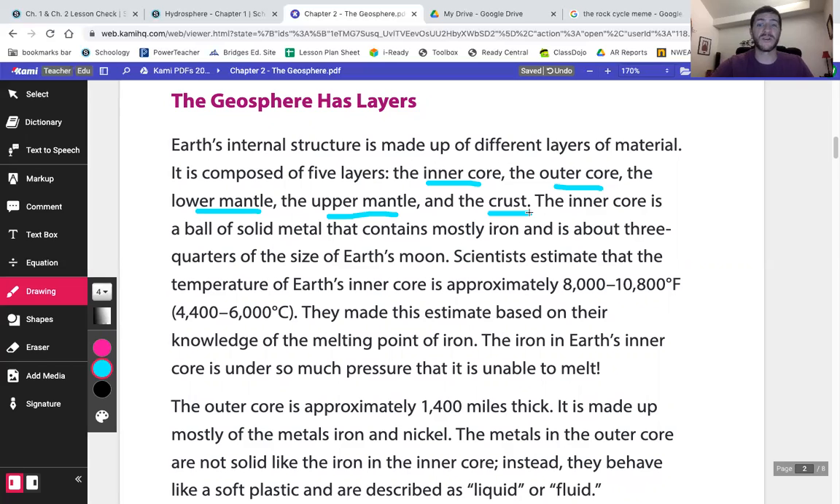Scientists estimate that the temperature of Earth's inner core is approximately 8,000 to 10,800 degrees Fahrenheit, or 4,400 to 6,000 degrees Celsius. They made this estimate based on their knowledge of the melting point of iron. The iron in Earth's inner core is under so much pressure, it's unable to melt. When they talk about pressure, that means it's constantly pushing on it so hard. The whole entire planet is literally pushing on this thing.